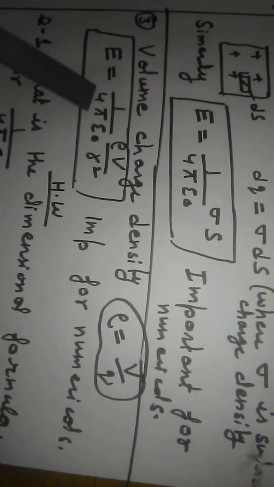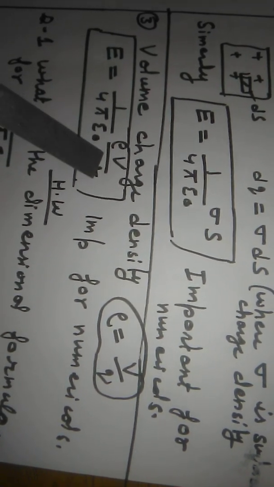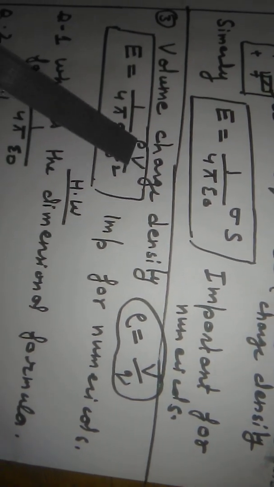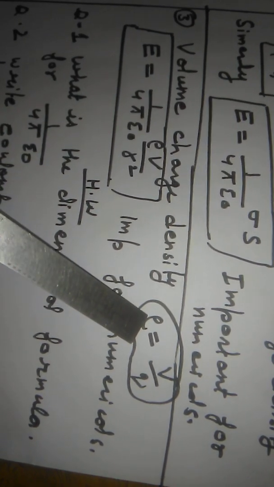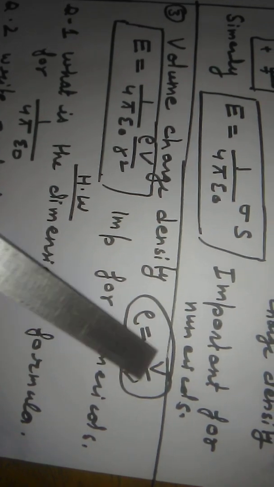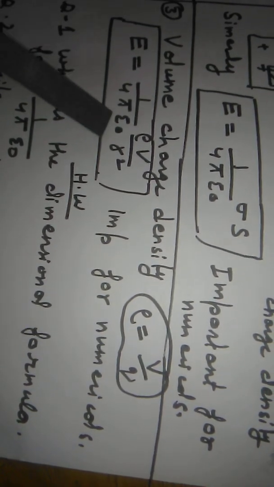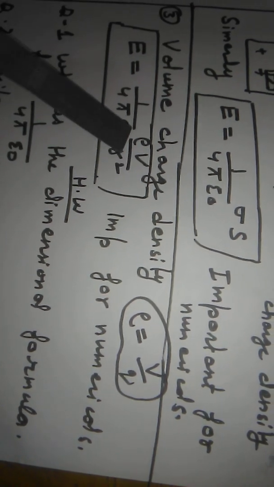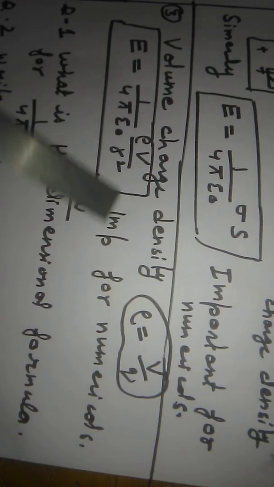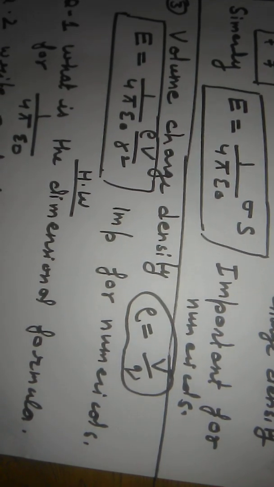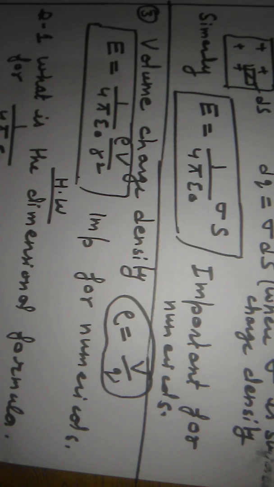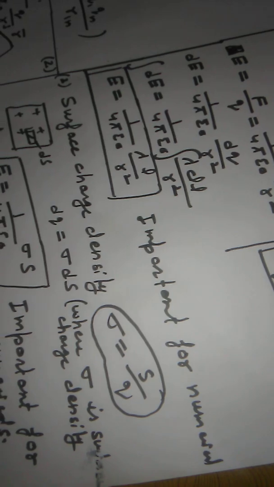Then coming to the volume charge density, in the same way, in place of dq we have to put rho dV. Rho is the volume charge density, given by Q upon V. We put the value of dq here. So these three things, the linear charge density, surface charge density, and volume charge density, are the important results, and they help you in solving numericals.